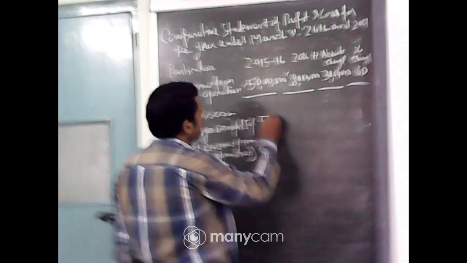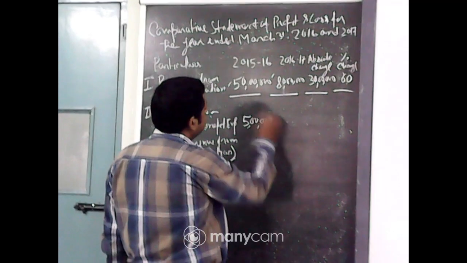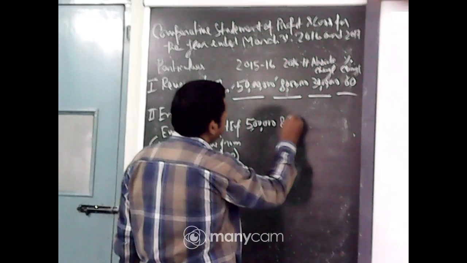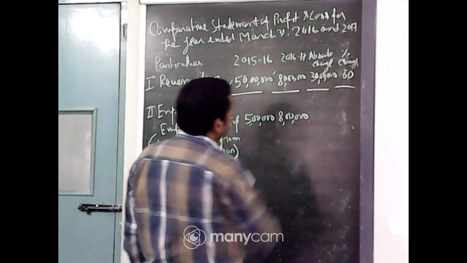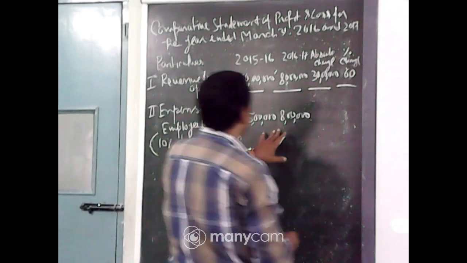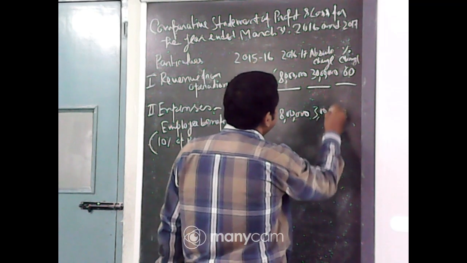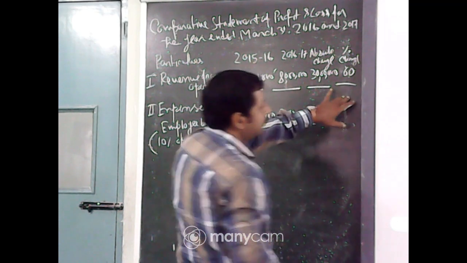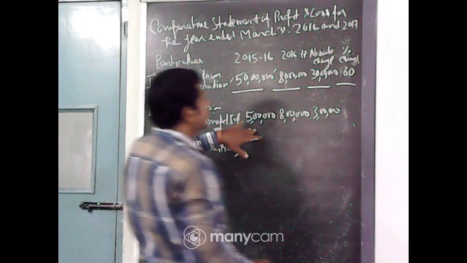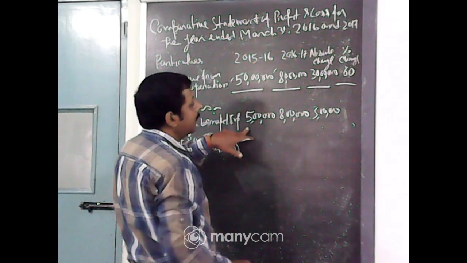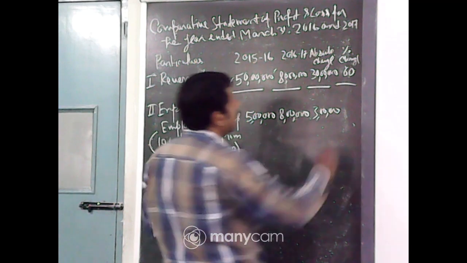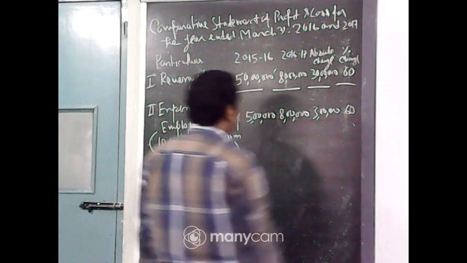That means 50 lakh 10% is 5 lakh, 80 lakh 10% is 8 lakh. And you have to again make the absolute change figure, that is 8 lakh minus 5 lakh, that is 3 lakh. And you have to figure out the percentage wise change, that is 3 lakh divided by 5 lakh, that is base year figure, into 100, so this is also 60.